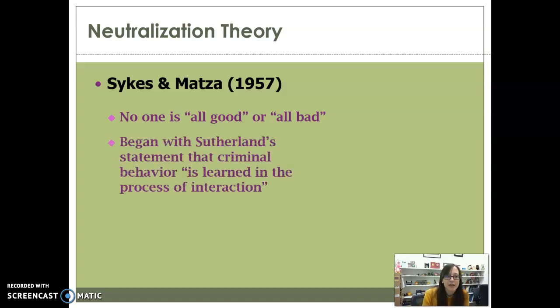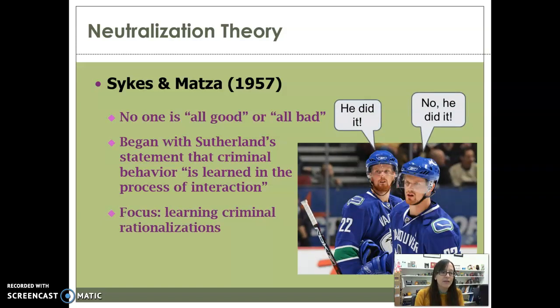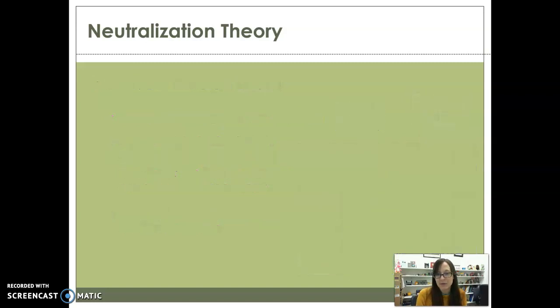And so this neutralization theory began with Sutherland's statement about the idea that criminal behavior is learned in the process of interaction. The focus then looked at the part of the process that involved learning rationalizations that go along with being a criminal. That's what they zeroed in on, those rationalizations. This is one kind of rationalization, just blaming somebody else. But if you don't know who these guys are, these are the Sedin brothers from the Vancouver Canucks. They are twins that play on the same team. Neutralization theory basically has a whole lot of different ways of what are called techniques of neutralization.